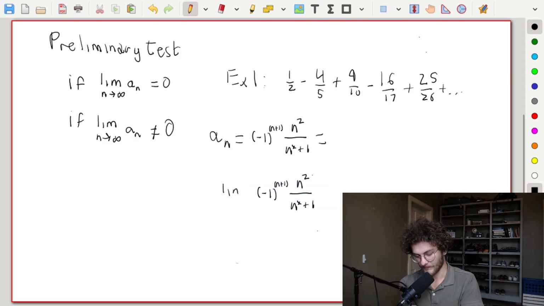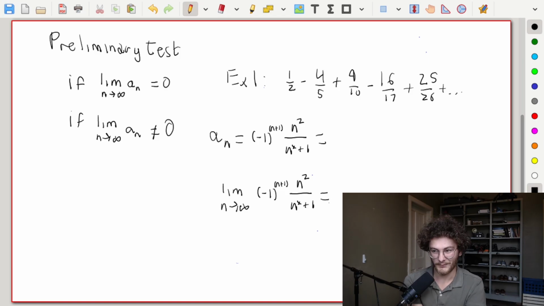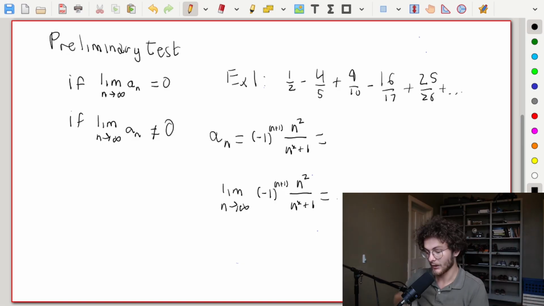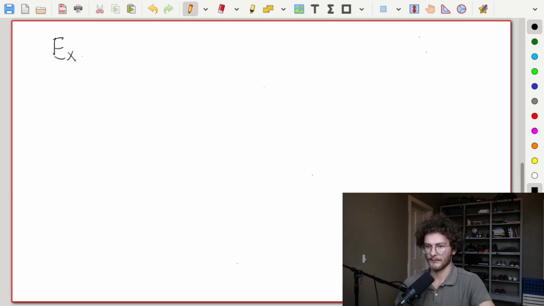So the limit as n approaches infinity of this thing is going to approach, we're not even really sure. It doesn't approach anything in particular. Now, why is this? Because every other term is flipped. It's broken. It behaves in a strange way. But what we can say for certain is it does not equal 0. And this tells us unequivocally that this is divergent. Let's do another example here.